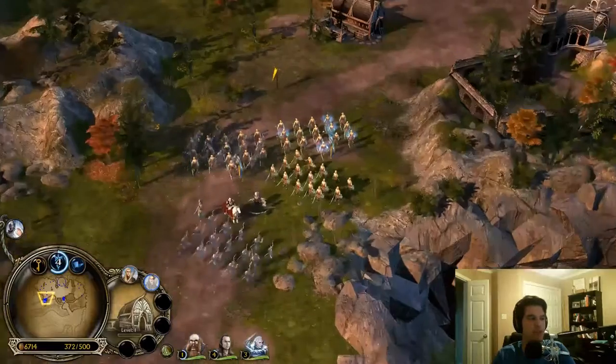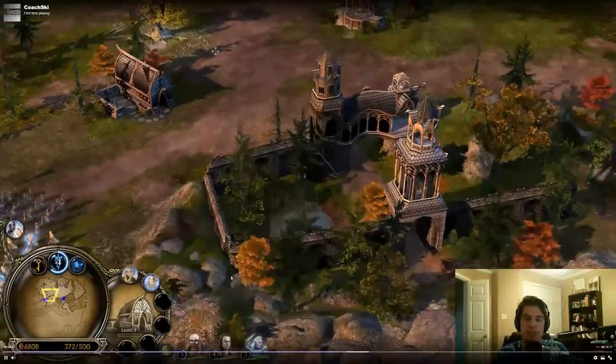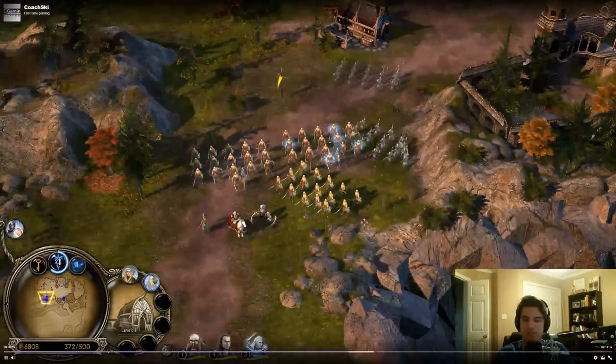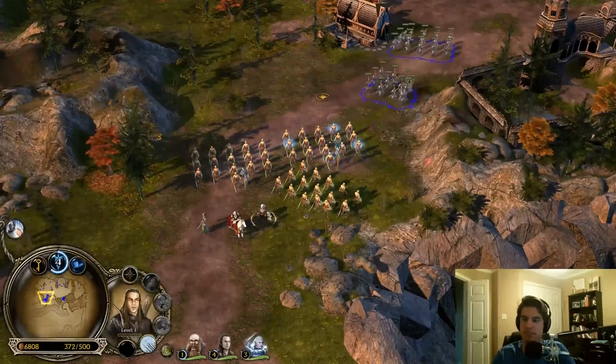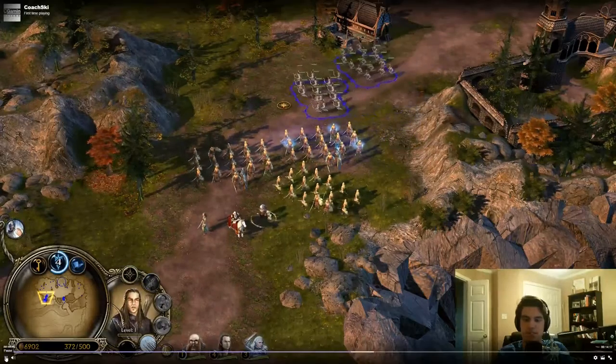Basically, I'm moving around this map a lot, and I'm controlling the camera. That's what you're seeing. All right, see if this group can hold this pass.